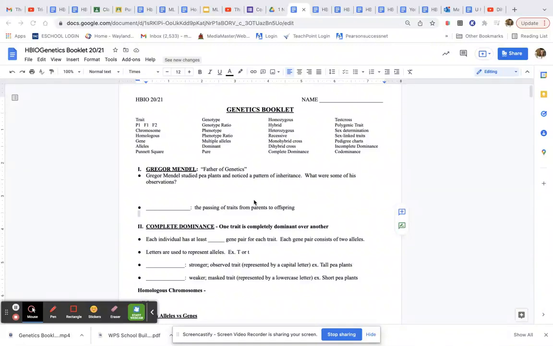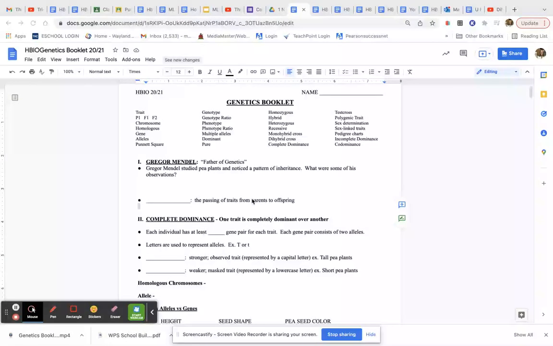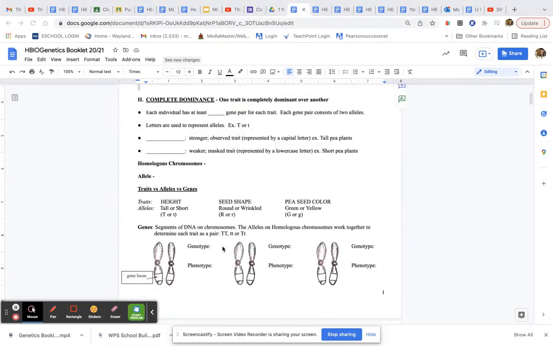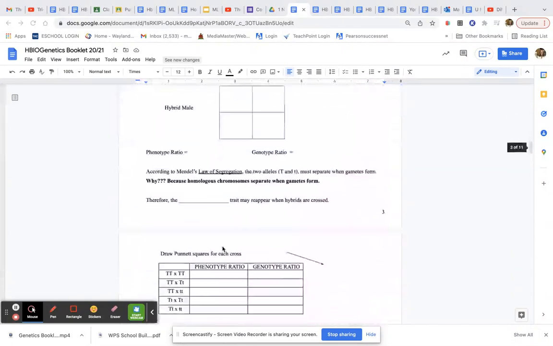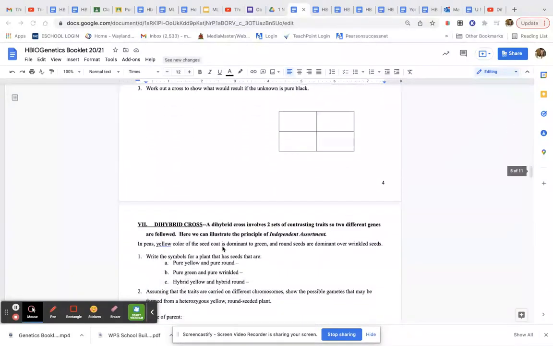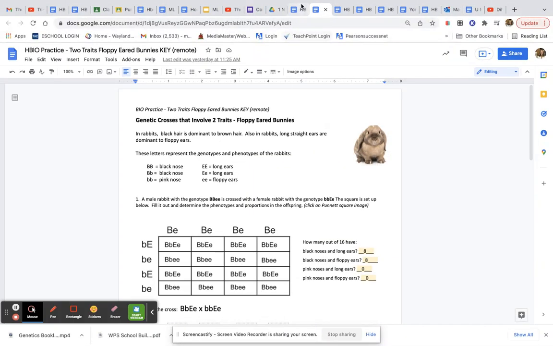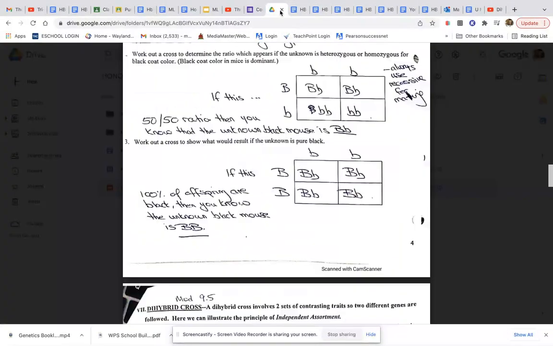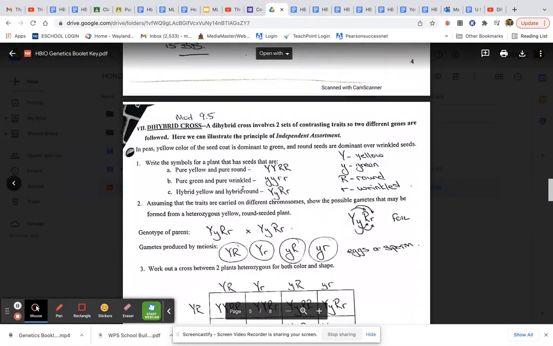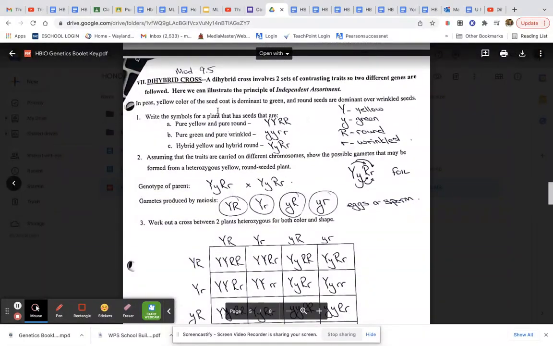So now we have completed, we're looking at the genetics booklet, and we've filled in all the way up through the dihybrid, up to what's called the dihybrid cross. So this is about the dihybrid cross right here. Excuse me, that wasn't it. This is it. Okay.